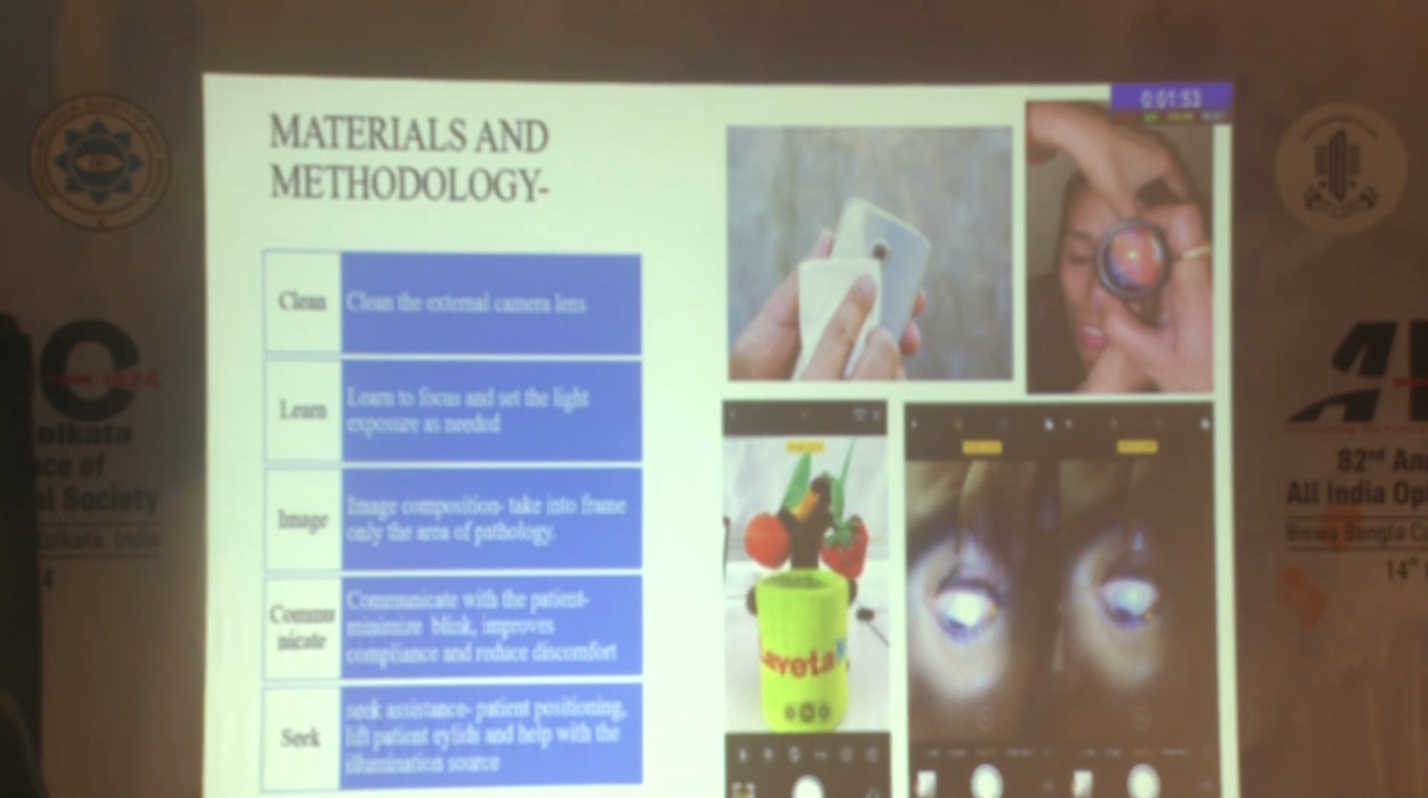Then we can set the light exposure and increase or decrease that according to the clarity of the image. On the right side you can see that the sclera is more clearly visible when the exposure is decreased. We should concentrate on the image composition and take into frame only the area of pathology. We can communicate with the patient, which can improve compliance, and seek assistance if required.